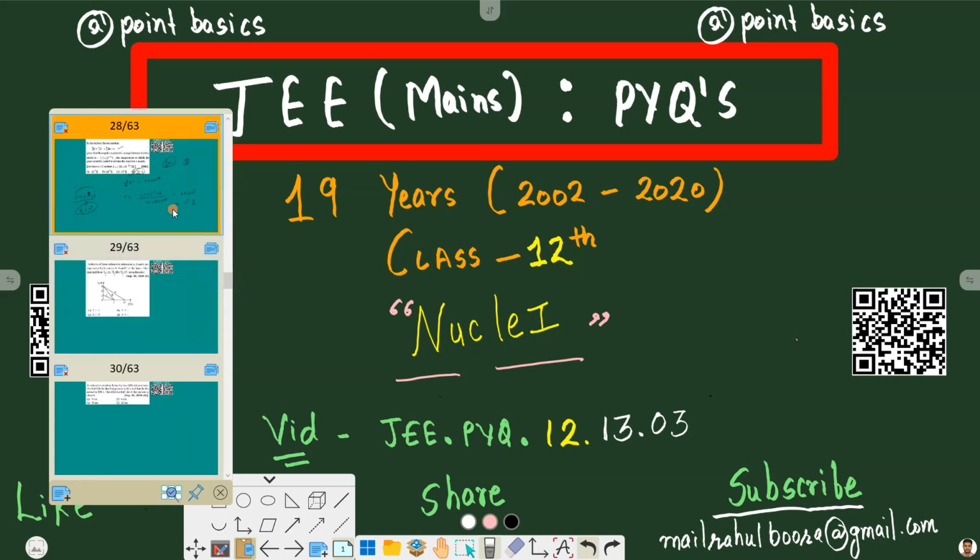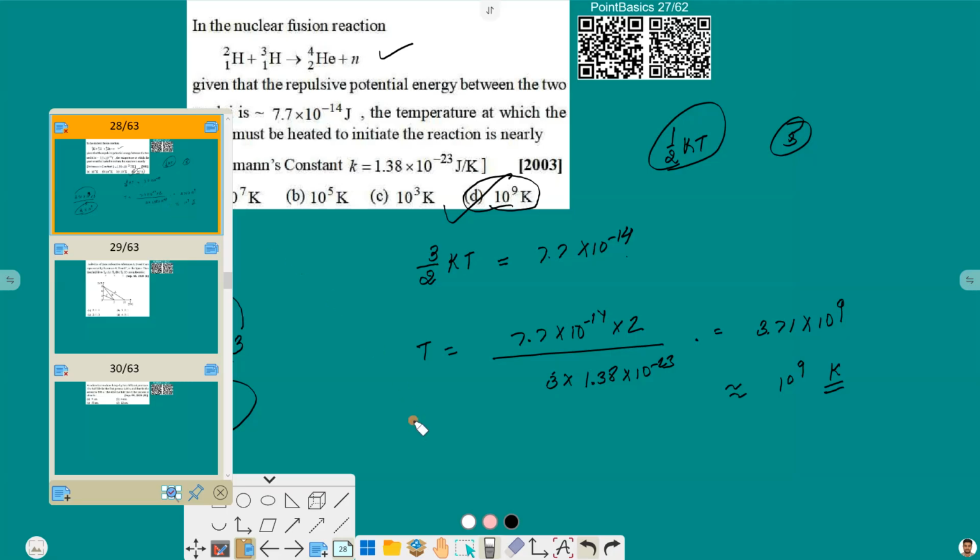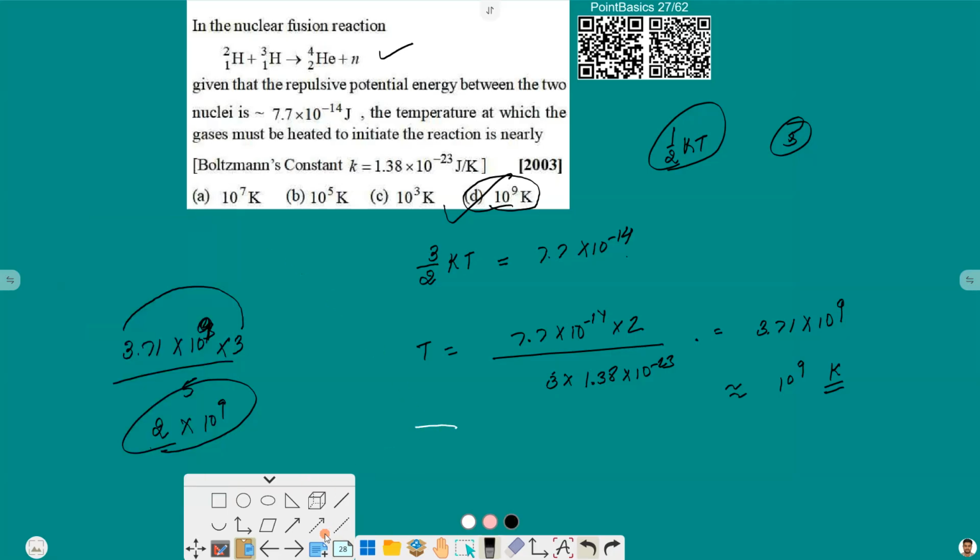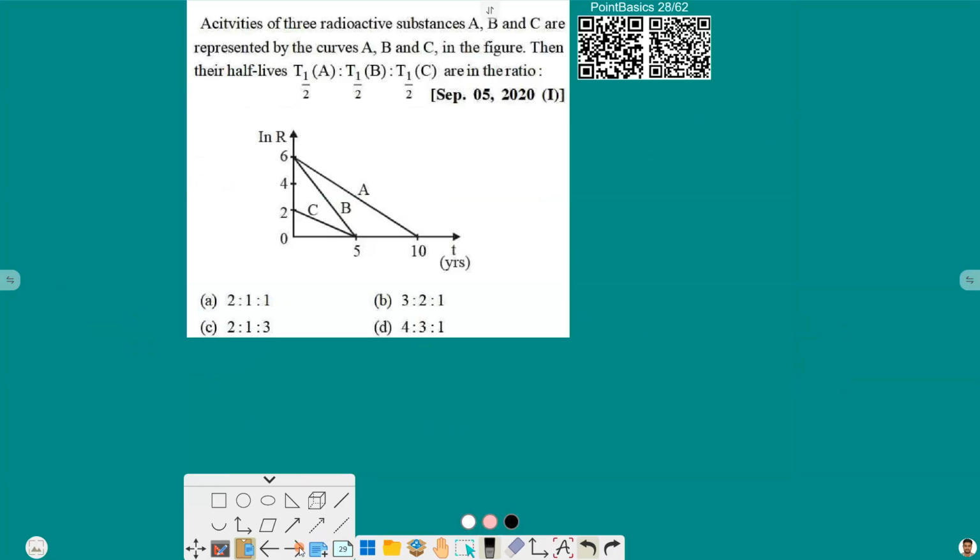In the previous one, this was the last question which we covered, and today we will start with question number 28. Activities of three radioactive substances A, B, C are represented by the curves in the figure. Their half-lives are in the ratio. So we have to find out the ratio of their half-life.